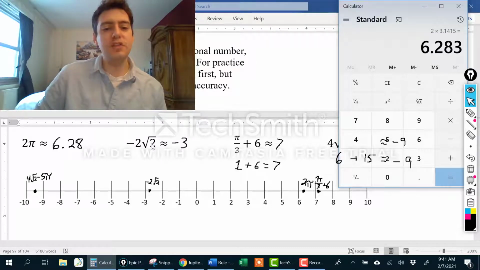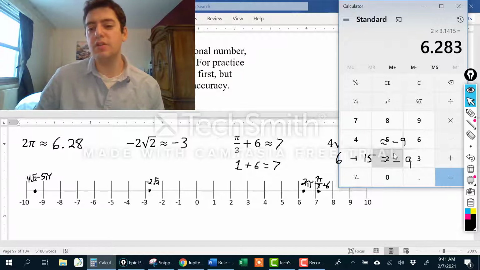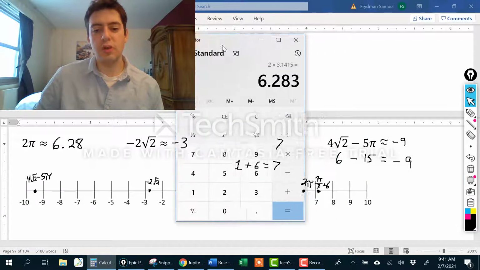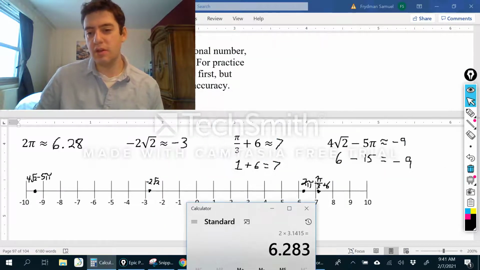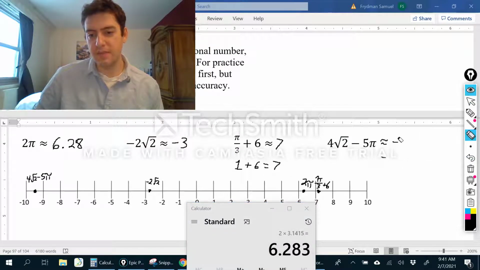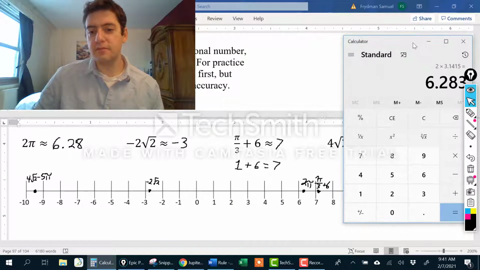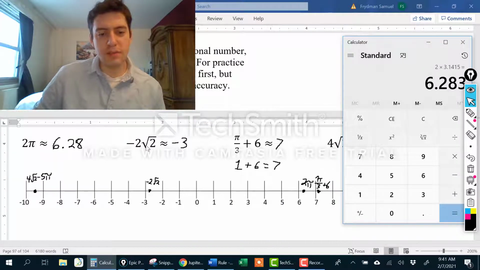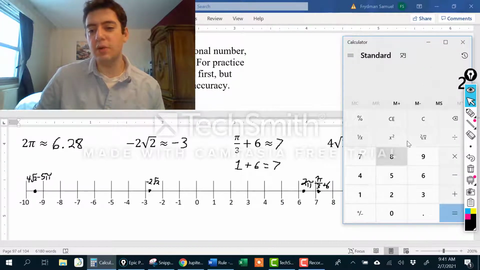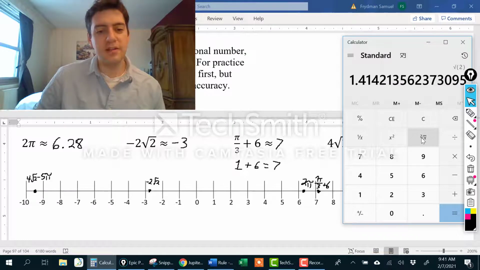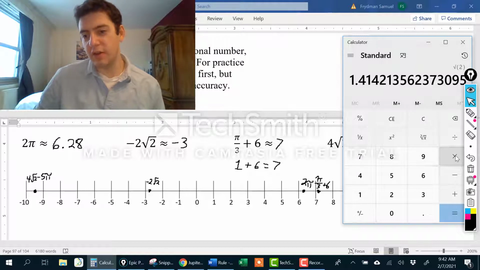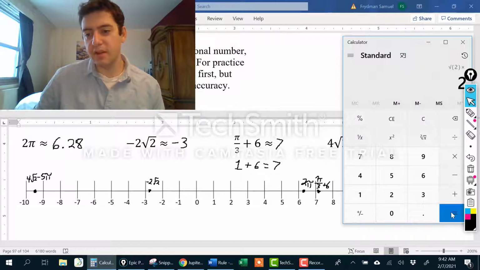All right, -2 times the square root of 2. Let me do the square root of 2. I want to put this somewhere. Let me erase this for a second so that it's not in the way. All right, so let's see how good this approximation was. The square root of 2 is that, and then times -2. Let's just multiply it by 2, and then the answer will be negative.